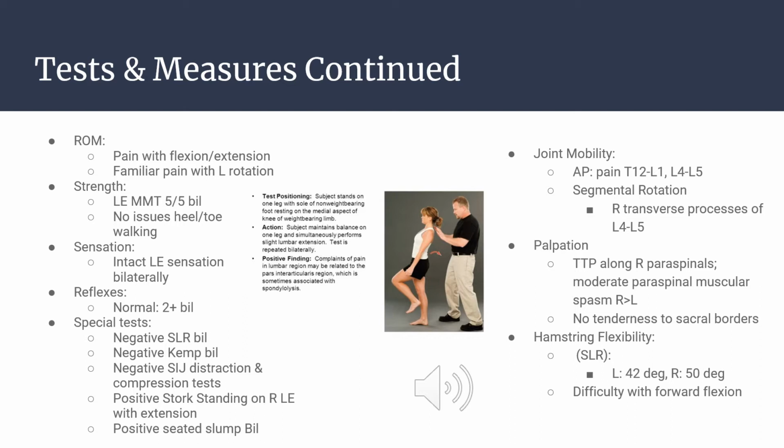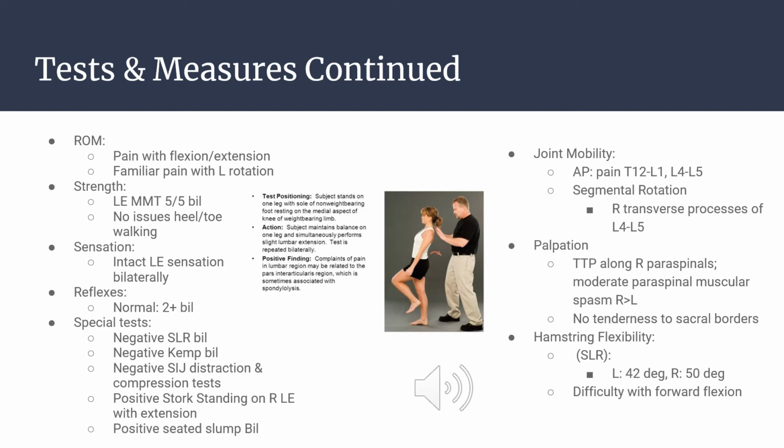And if we look at hamstring flexibility, he was pretty limited with the straight leg raise hamstring flexibility measurements. He, on the left, was 42 degrees, and on the right was 50 degrees. And so, considering that, he did have some difficulty with forward lumbar flexion, although he did have 60 degrees.